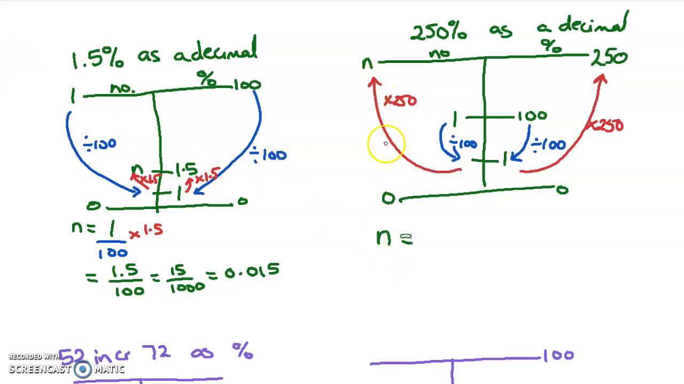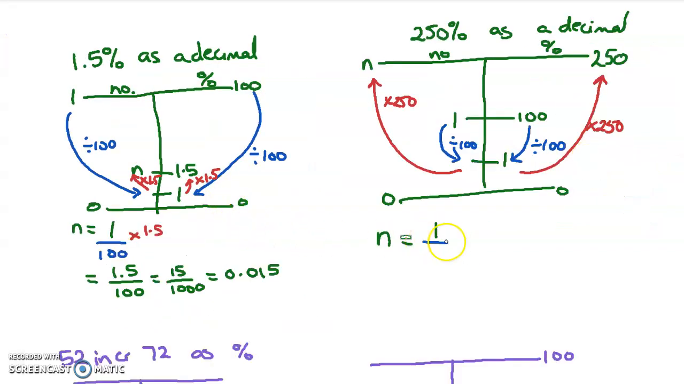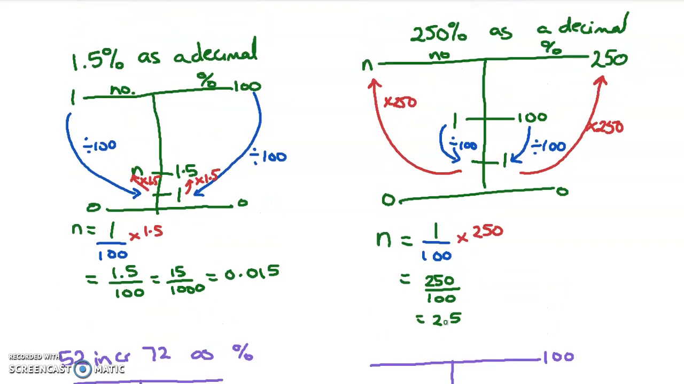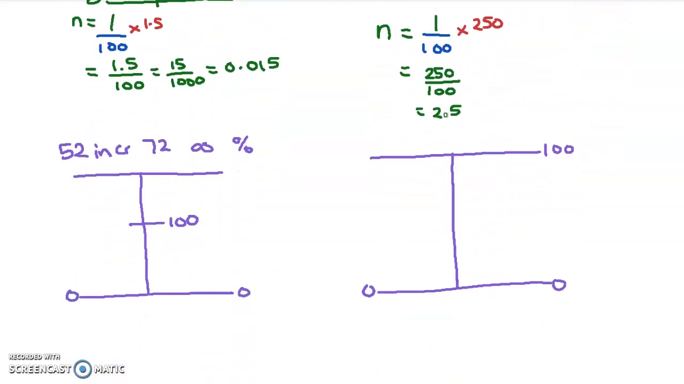So my number equals, let's follow those arrows back to the start. I started with 1. What happened to that 1? It got divided by 100 and then got multiplied by 250. And that will give me 250 divided by 100, or 250 hundredths, which is 2.5. So that means that 250% as a decimal is 2.5. Let's have a look at some more examples.